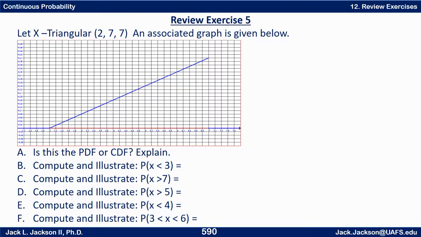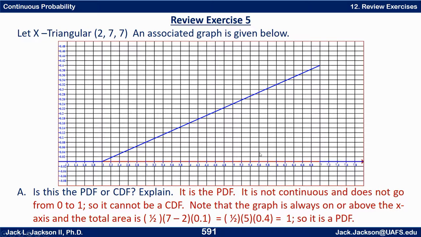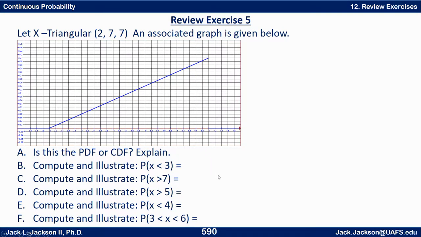Could it be a legitimate PDF? Well, if it is, the graph is on or above the x-axis, and it should have an area of 1. Well, let's look at it. The base goes from 2 to 7, which is a length of 5. The height, reading off the graph, the maximum height, is 0.4. So the area of a triangle is 1/2 base times height, which is 1/2 times 5 times 0.4, which is 1. So it is a legitimate PDF.